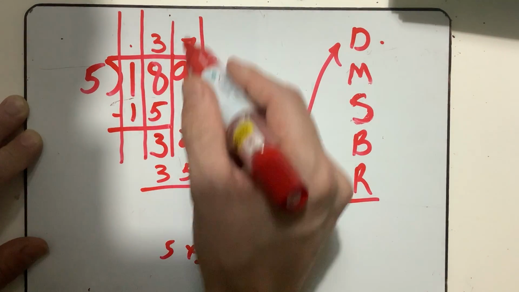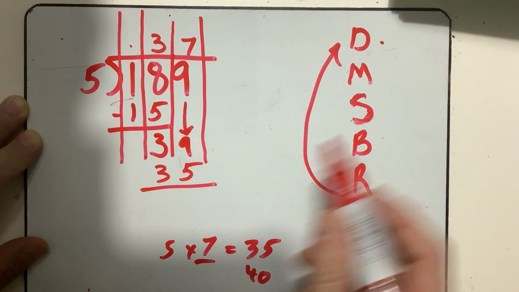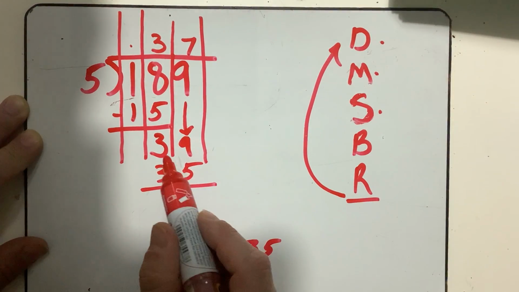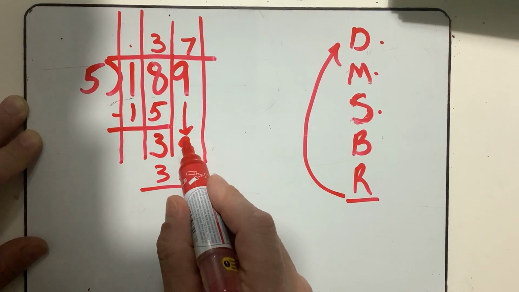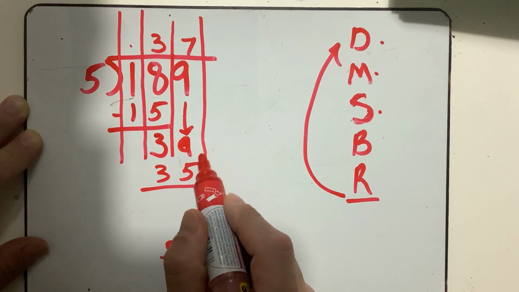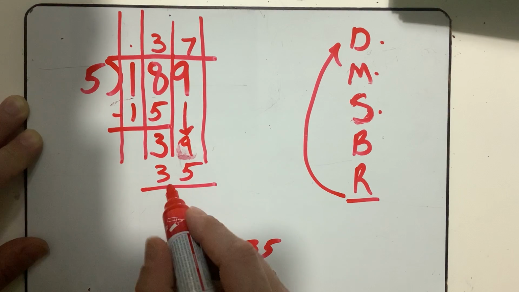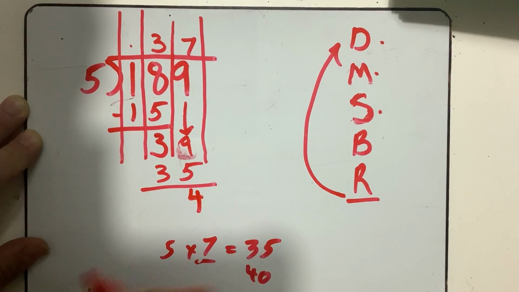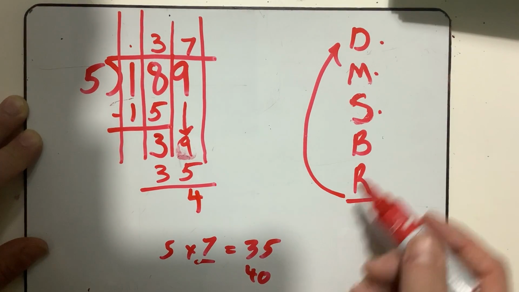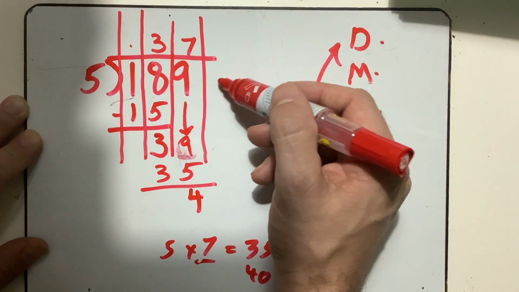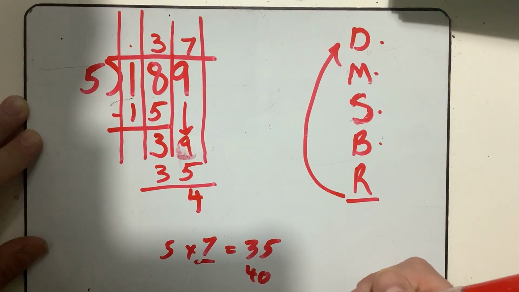Notice how I'm keeping everything in place value. I've done my multiply, I'm going to subtract now. 39 minus 35. That's a 9, by the way. 39 minus 35 gives me 4. So can I bring down anything? No, I can't, because that's the end of the number.